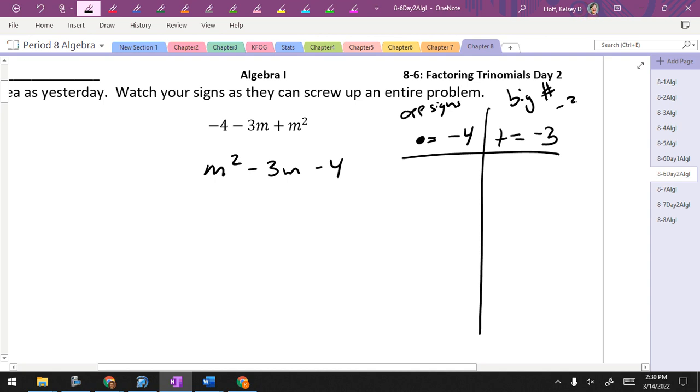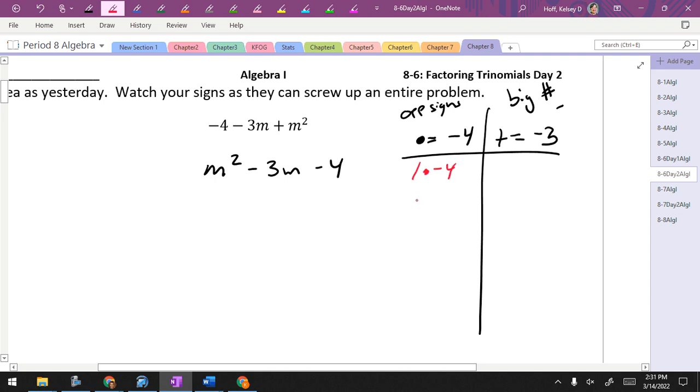Big number is negative. What he said is technically right. Big number is negative. Okay? If you just remember, the big number has to be the negative. I will tell you, most of the hiccups people had were in these factors and knowing their signs. So if they're opposite signs and the big number is negative, what are your factors?